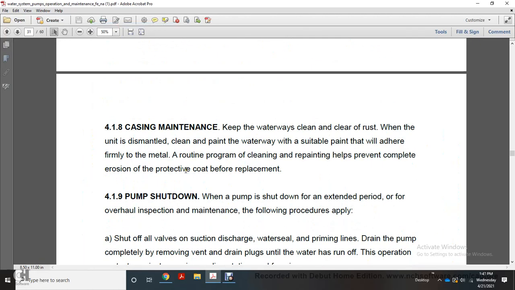Casing maintenance, 4.1.8. Keep the waterway clean: clean off the rust from dismantling, clean the pitting of the waterway, and apply suitable paint that adheres firmly to the metal. A routine program of cleaning and repainting helps prevent erosion and protects the coating before replacement. Pump shutdown extends the period of wear.